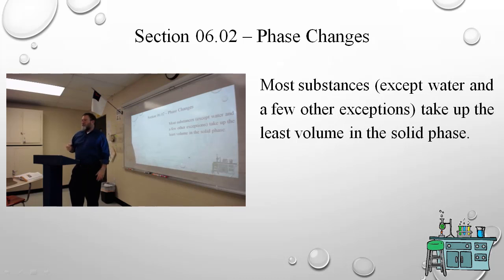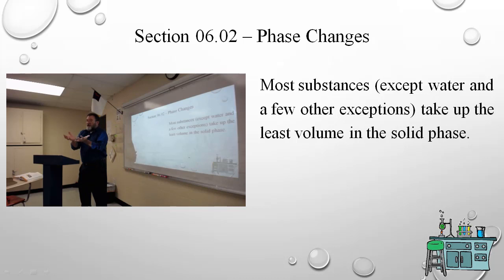It's because water in the solid form takes up more space than it does in the liquid form. When you melt water, it takes up less space. Virtually everything else in the world, when you melt it, it takes up more space. Water is the exception. Most substances take up the least volume in the solid phase, meaning I have a small amount of it, and when I melt it into a liquid, I need more volume to hold it.